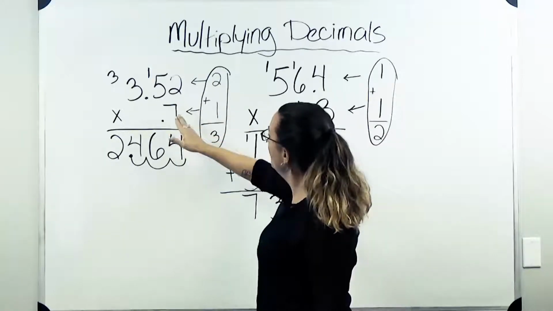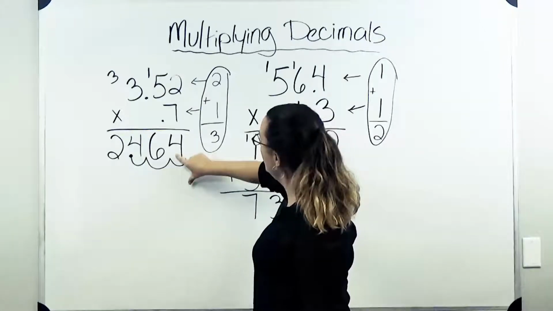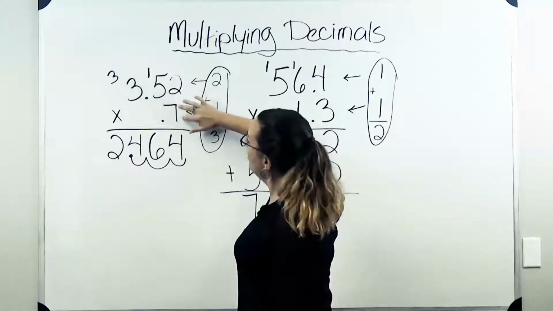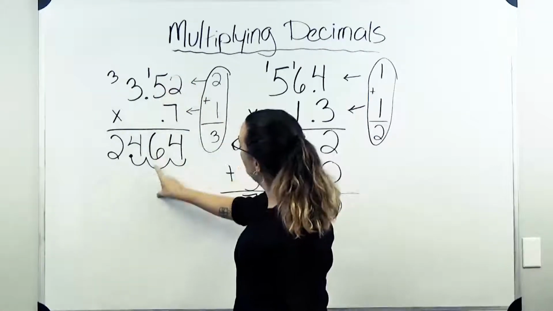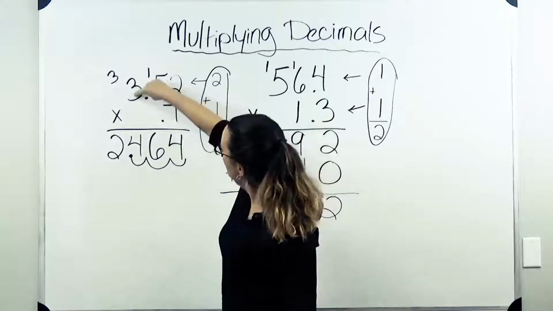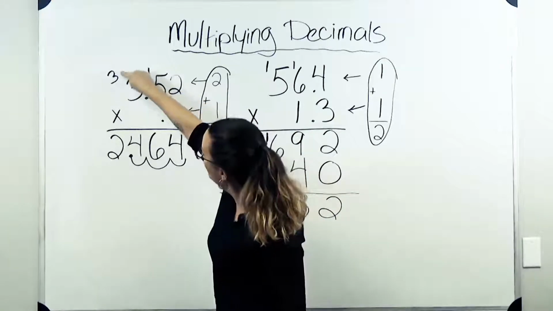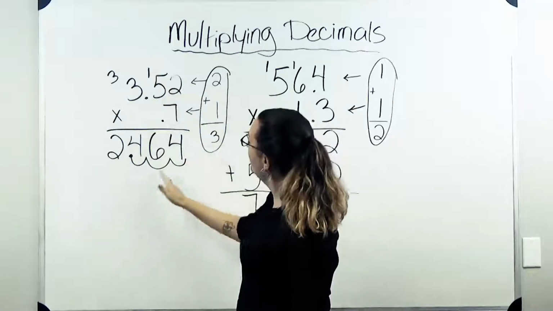So we start all the way over on the right and multiply 7 times 2, which gives us 14. Put our 4 here, carry the 1. Then we would do 7 times 5, which is 35, plus 1 gives us 36, so we put our 6 here and carry the 3. Then we would do 7 times 3, which is 21, and then add the 3, and that gives us 24. Now we're going to look at where to put the decimal.